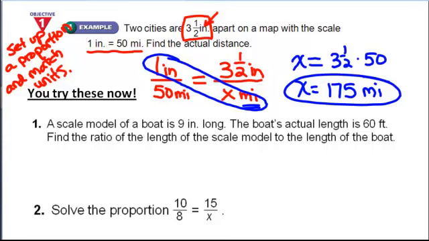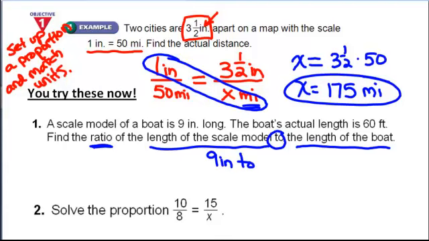Okay, this is a you-try, and let's see if you understand what I just explained to you. It says for number 1, a scale model of a boat is 9 inches long. The boat's actual length is 60 feet. Find the ratio. Again, the key word is ratio. It's a comparison of two numbers. Read carefully: length of the scale model to length of the boat. Scale model to boat. So scale model is 9 inches to boat, which is 60 feet.